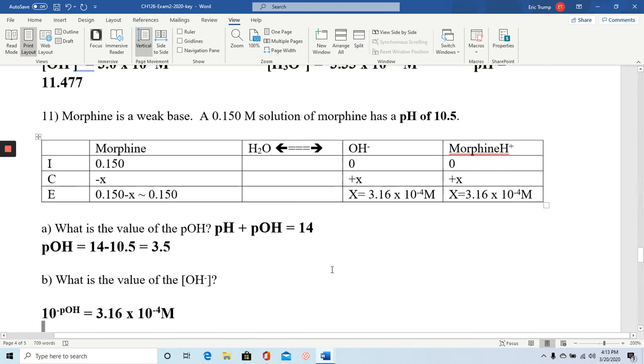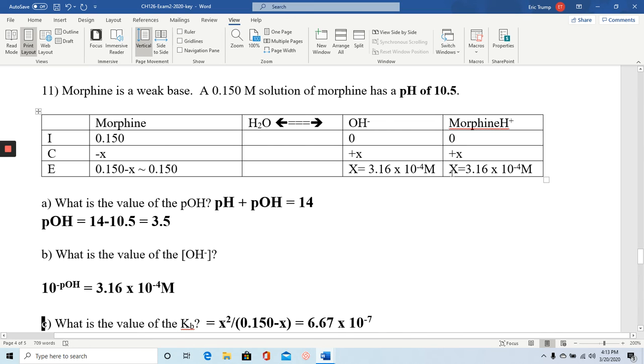Okay, number 10, morphine is a weak base. So we start out, we have 0.150 molar. It has a pH of 10.5. So I've set up the ICE chart here for you. 0.150 is the initial. It decreases by X. Each one of the products increases by X. Part A, what is the value of the pOH? So we take 14 minus the pH. The pH is given in the problem as 10.5, so the pOH is 3.5.